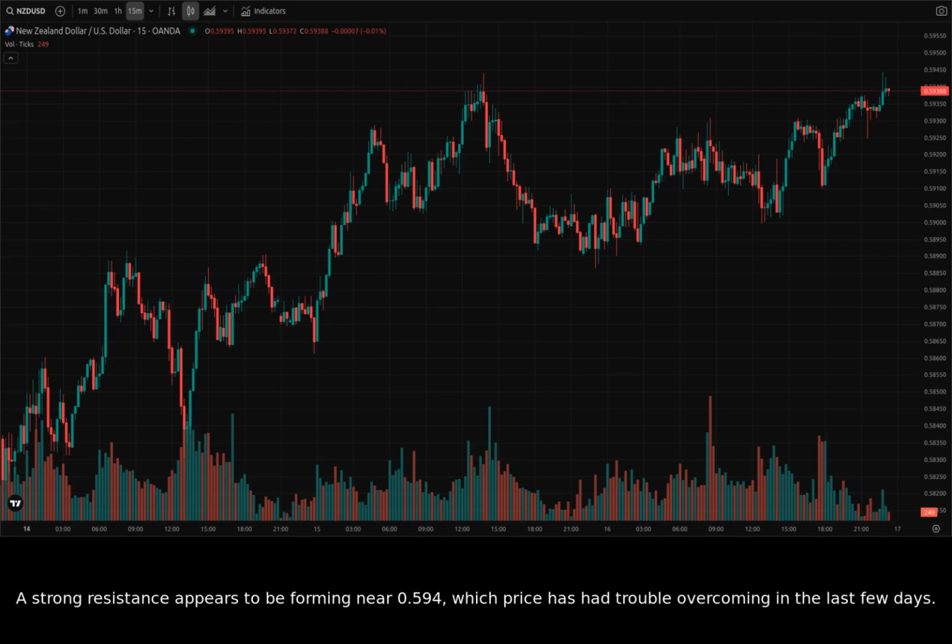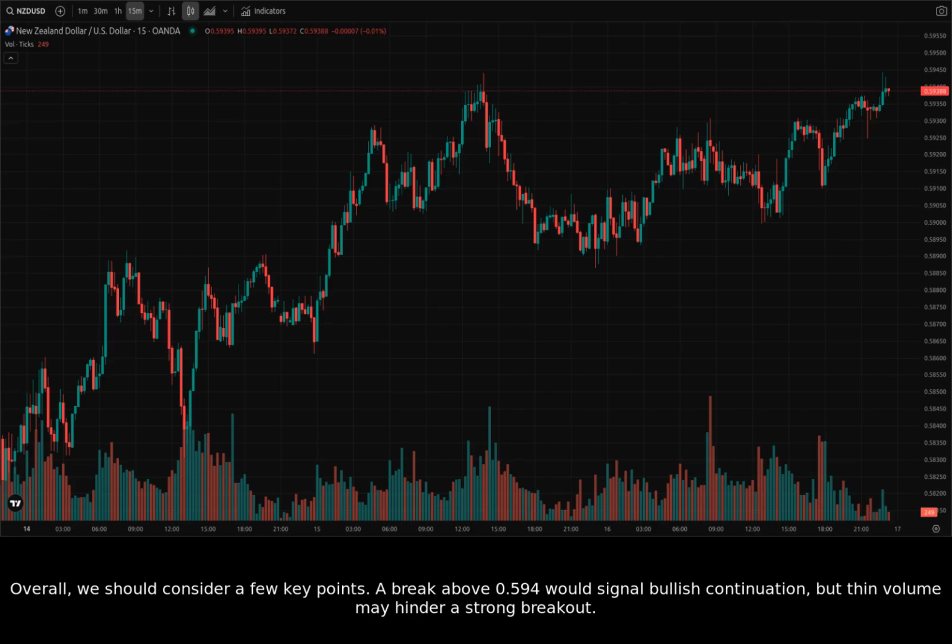A strong resistance appears to be forming near 0.594, which price has had trouble overcoming in the last few days. If the price fails to break through this resistance, we could see a move back down toward the 0.586 level. Overall, we should consider a few key points.